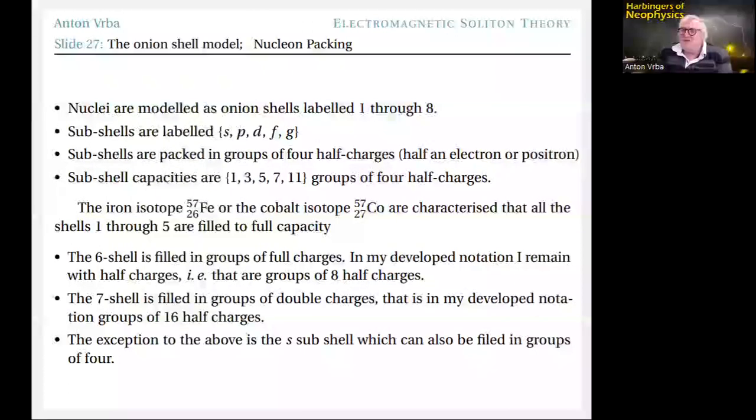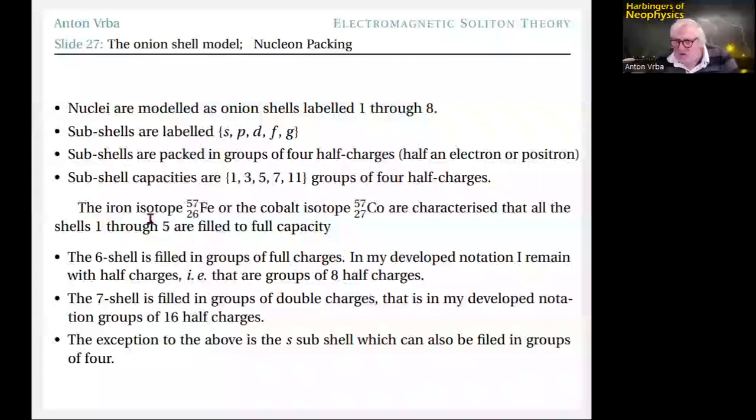Okay, the nuclear model. I found that to model atomic nuclei, I need 8 shells. Each shell has subshells S, P, D, F, G. And the subshell capacities are 1, 3, 5, 7, and 11. I pack them with half charges instead of full charges. So a proton would be 3 positive half charges and a negative half charge, which gives me 1. So it's very much different to the quark theory of a proton.